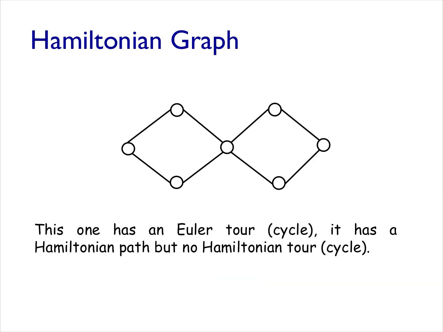Now, a circle can be found here. Can anyone give me an example of a Hamiltonian circle here? So you start at one vertex, you finish at the same vertex, and you pass every single vertex exactly once.